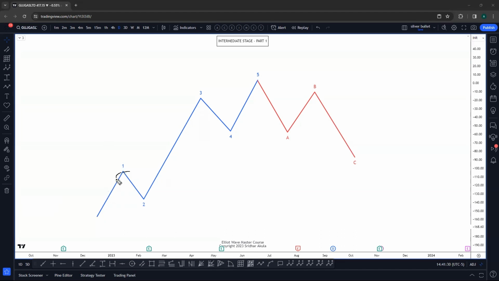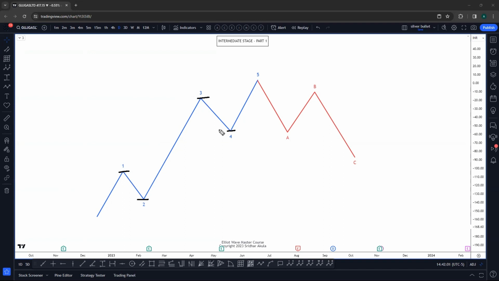Similarly, in your wave 2, we know that this can be an ABC, it can be WXY, it can be WXY also. We all know all those kinds of structures. Why? Because this is a corrective wave in the market. Now, next we have wave 4. We know that wave 4 comes after your wave 3, after a trending move. It's the distribution stage. Now, what are the different possibilities?